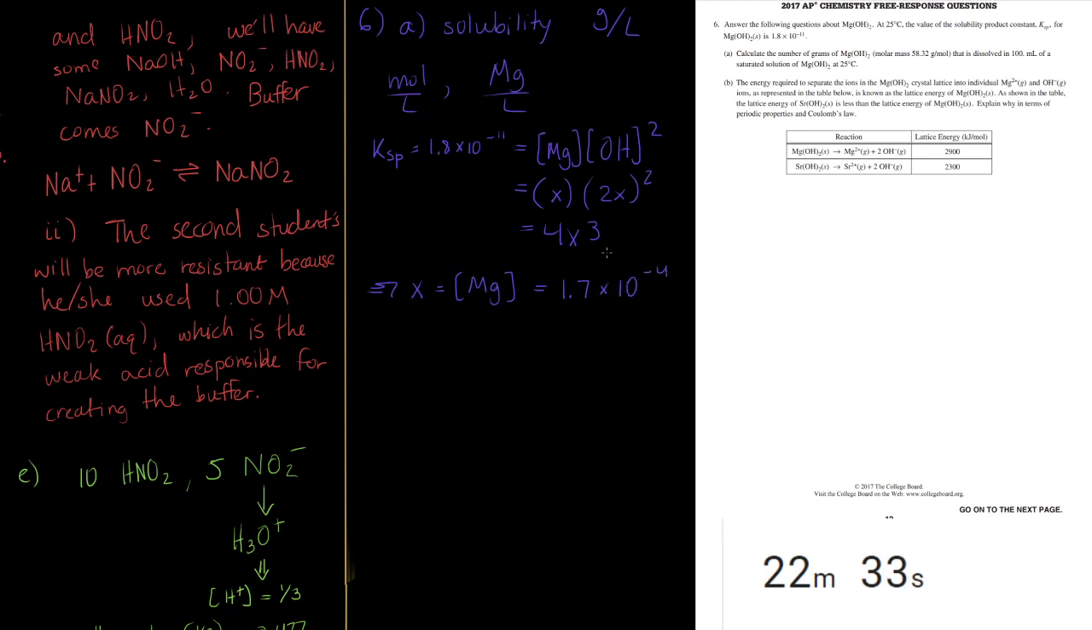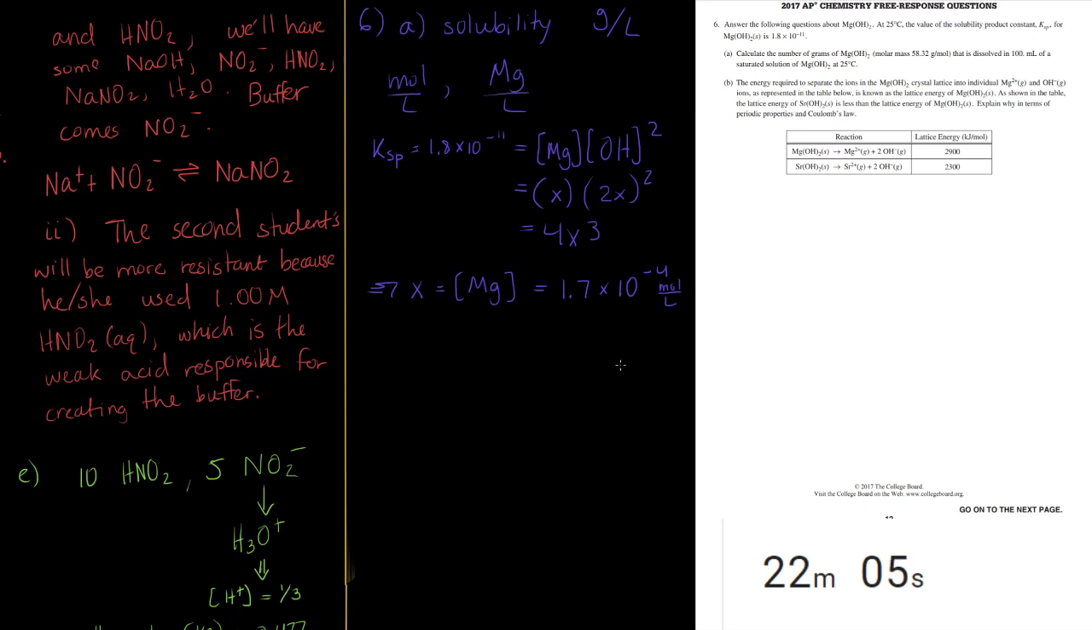This cubing operation is very important. You can't just square root it. You've got to remember this 4 as well, which comes from the 2x. Recall, this is in moles of magnesium per liter. This is a concentration. Yes, moles per liter is the unit of concentration.